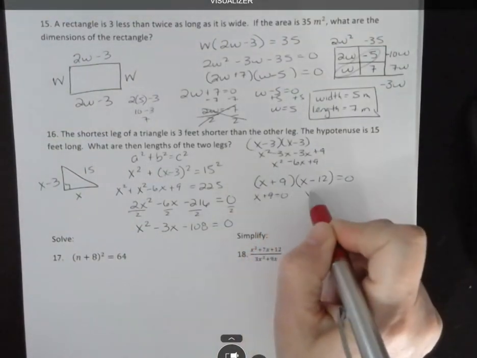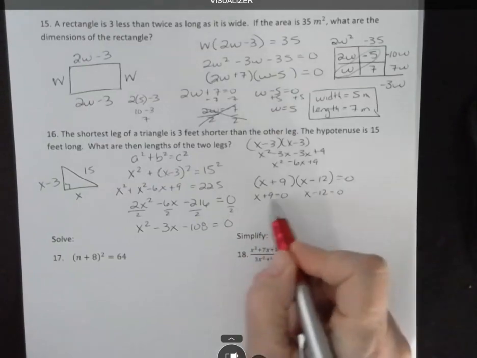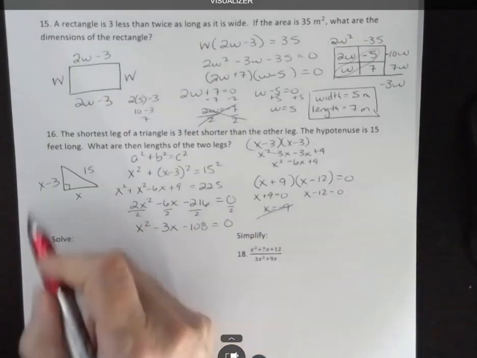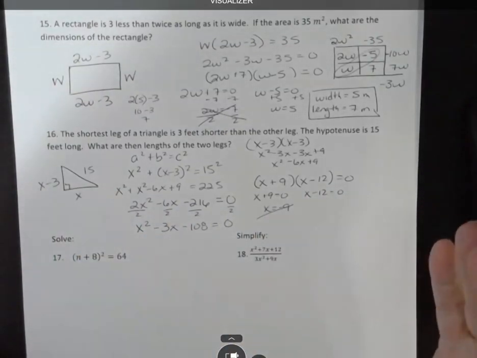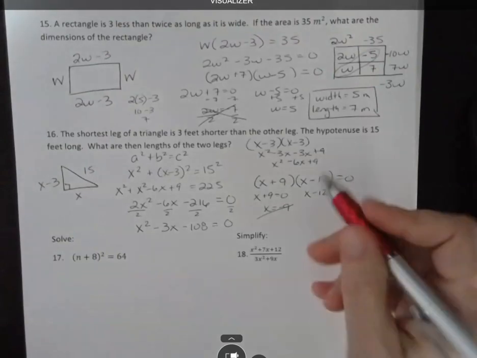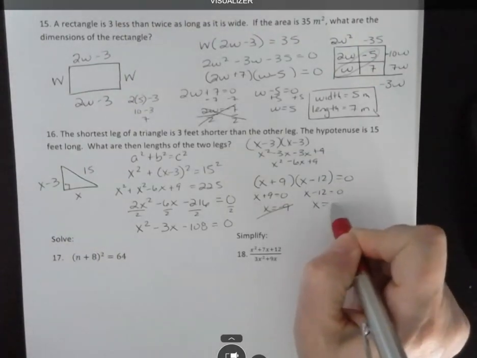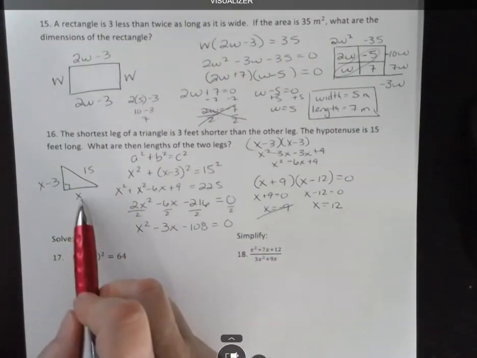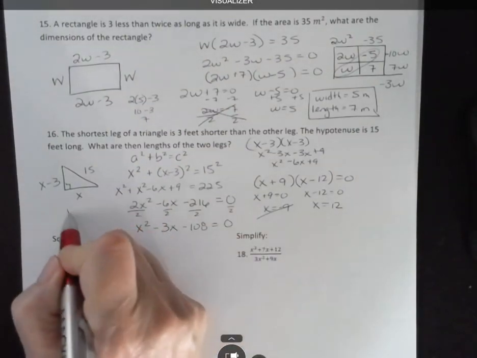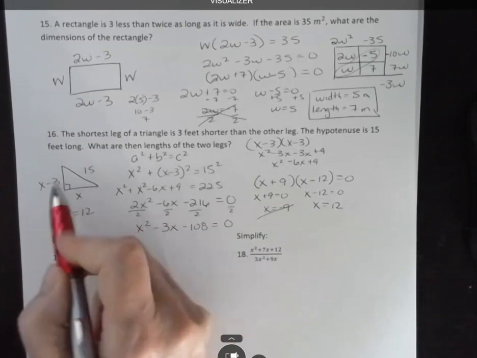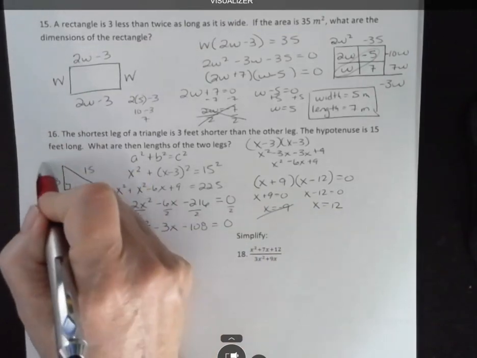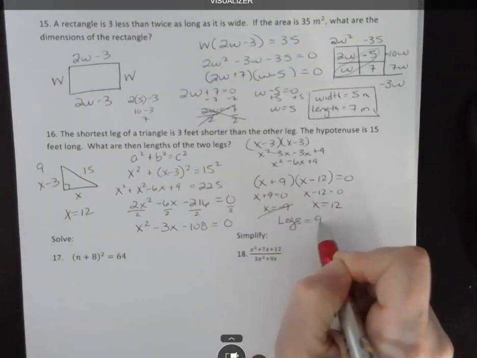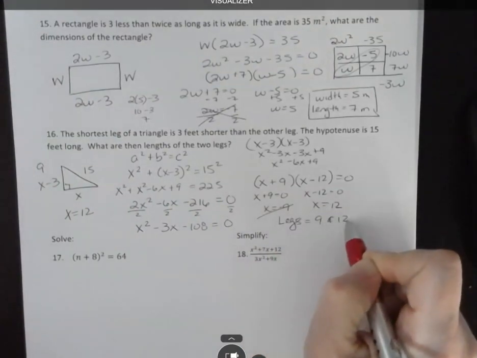And then I'm going to set each of these factors equal to 0. When I subtract, I get negative 9. You can't have a negative length of a side, so that's a solution that doesn't make sense for our problem. And then if I add 12 to both sides, I get 12. Now what is 12? Well, 12 is the longer leg. x equals 12, so x minus 3 equals 9. So the legs are 9 and 12 feet.